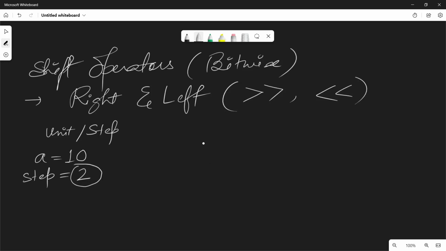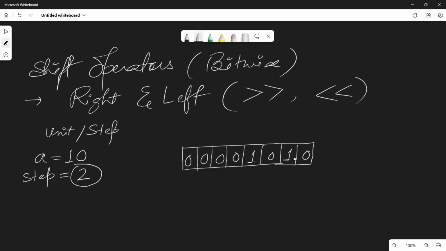Okay. So let's take 10 as the number here. Don't mind my drawing. I'm not so good at drawing. So I will try to draw an 8-bit representation of 10. 1, 2, 3, 4, 5, 6, and 2 more. Okay. So I will say 0, 0, 0, 0, 1, 0, 1, 0. So first of all, let us do the right shift.